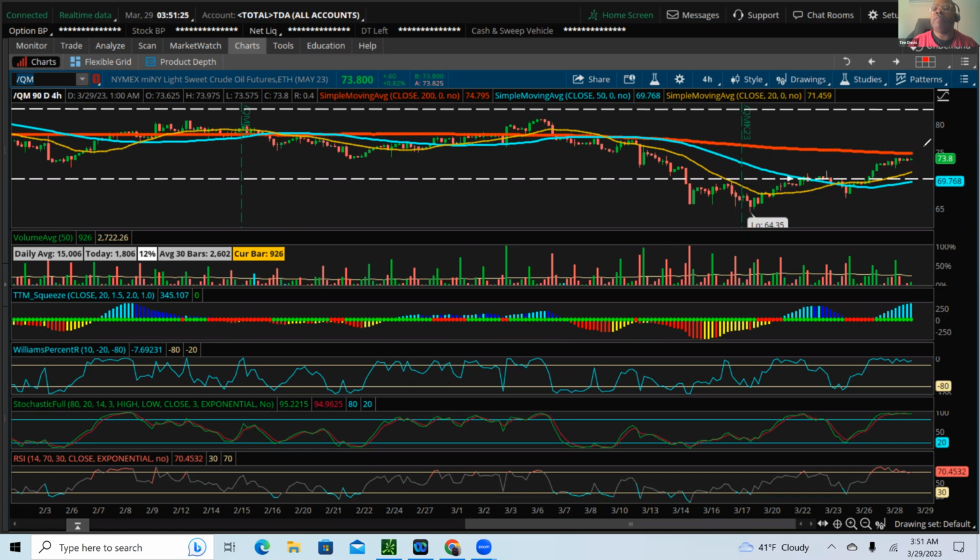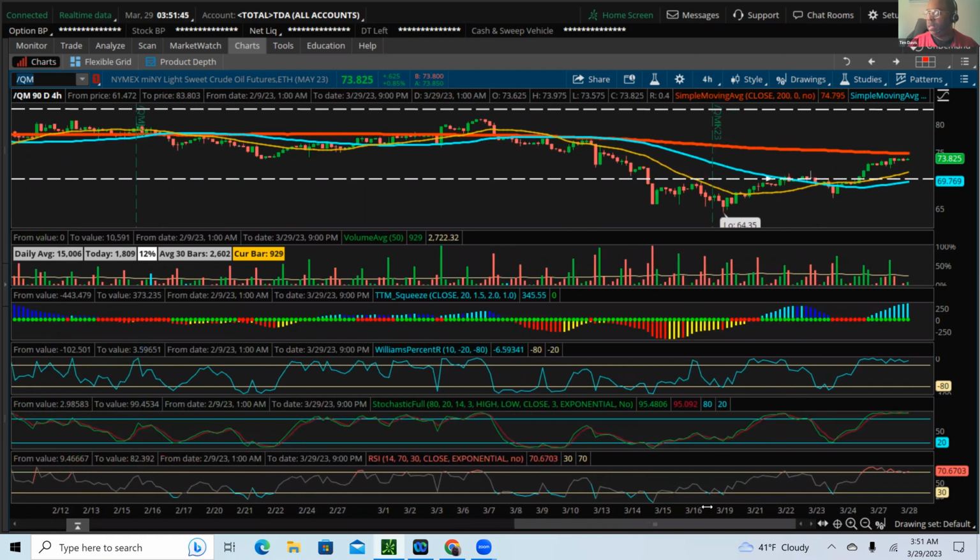And that's right around 75 bucks, which is where we saw resistance right back around here. So we're back very close to 75 bucks. We're just below it. Crude is right now trading around 73.80. Could we go up a little bit more? We could. Look at what's happening though in the oscillators.